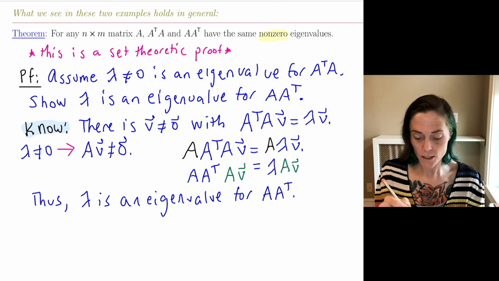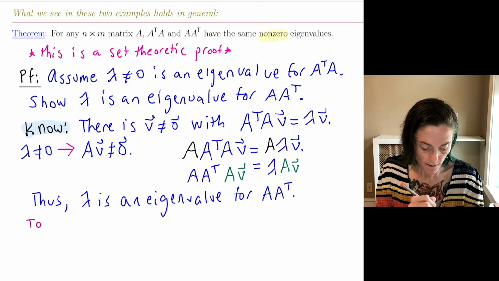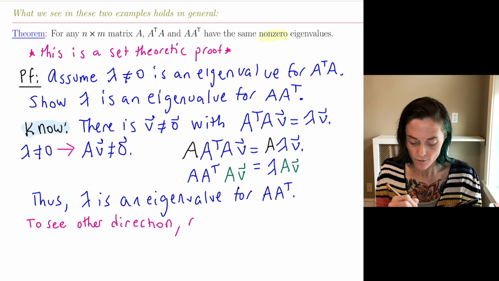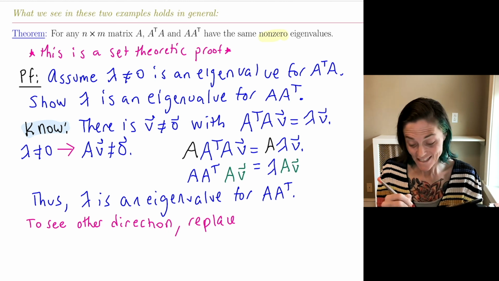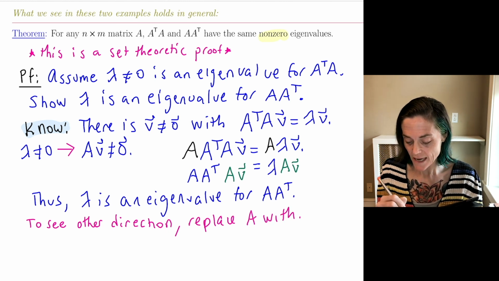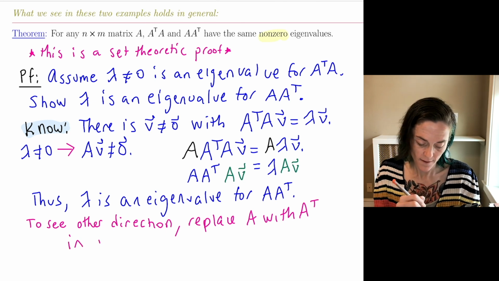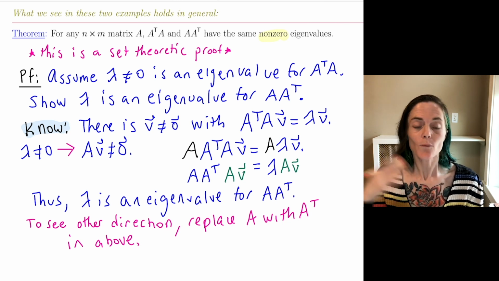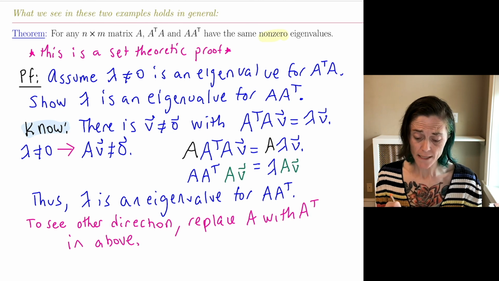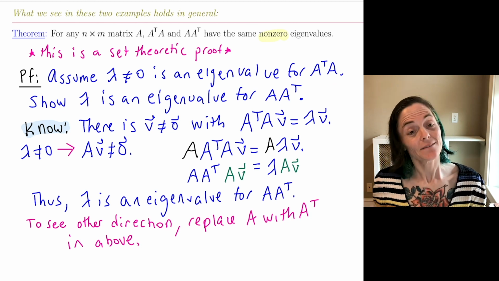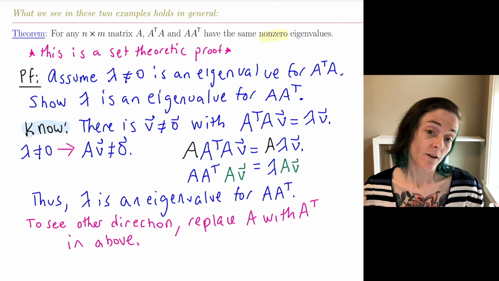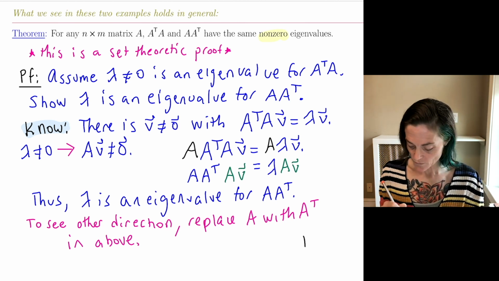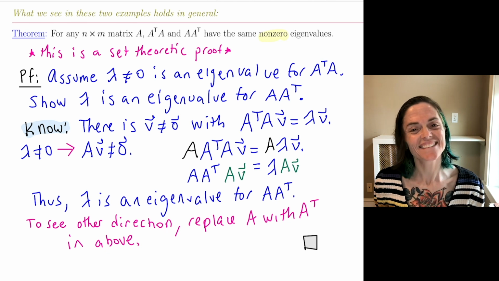Now, okay, that's one direction. But to get the other direction, maybe I'll just write this in pink. I mentioned it's a set theoretic proof. To see the other direction, you can replace matrix A with A transpose in the above and run through the exact argument, albeit a bit theoretical, and we will see that if lambda is an eigenvalue for A transpose, non-zero, it will also be an eigenvalue for A transpose A. So I will put my box. I'm done with this proof, even though I just proved one direction directly.